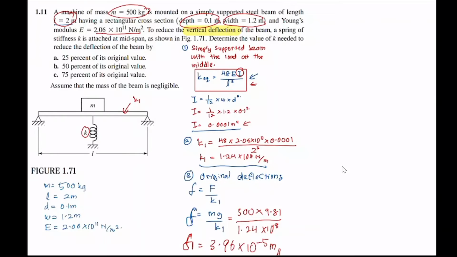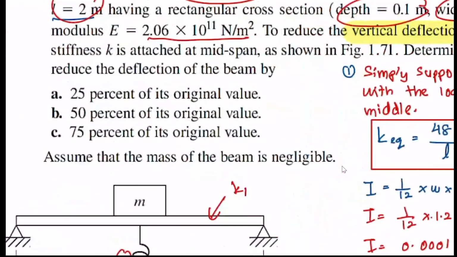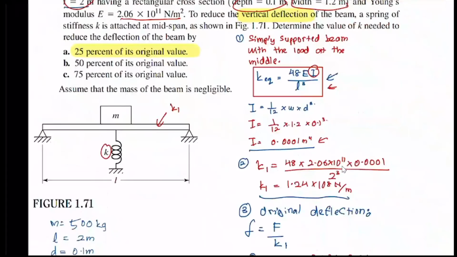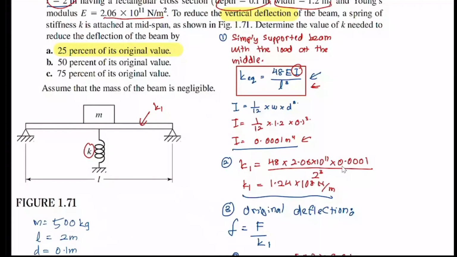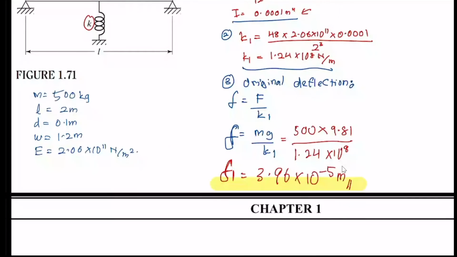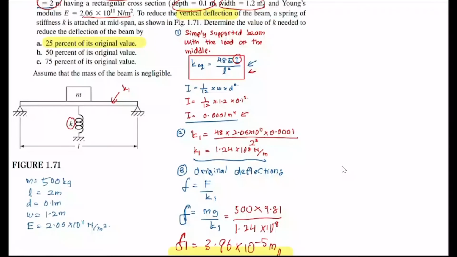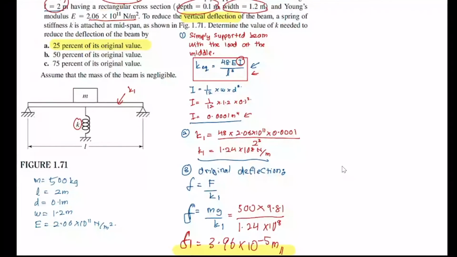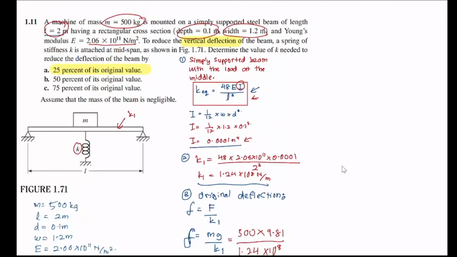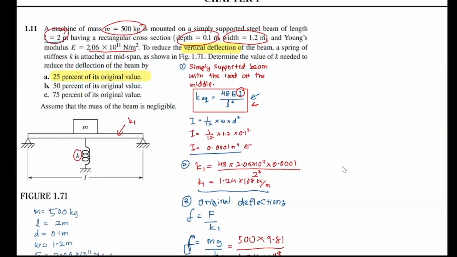All right. So next, only then can we answer questions A, B, and C here. First of all, 25% of its original value. We already have the original deflection value of the beam, which is 3.96 times 10 to the power of negative 5. If the question wants us to find the value of K, which is 25% of the original value, we have to know that the springs here are arranged in parallel. Because they are on top of each other, it's basically a parallel configuration.